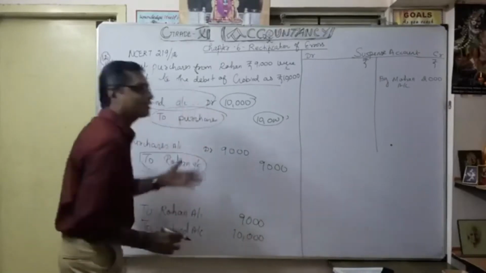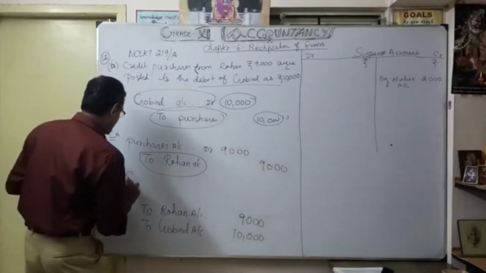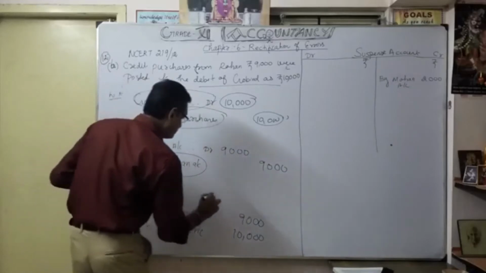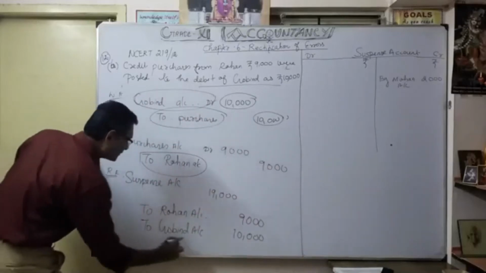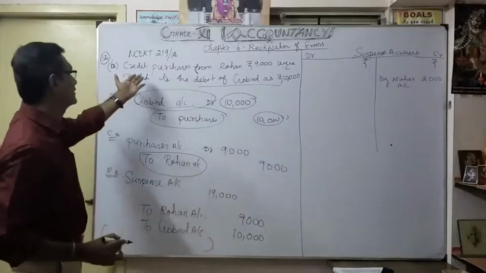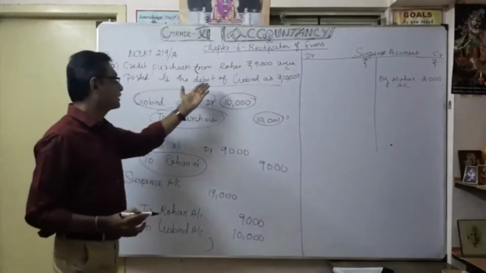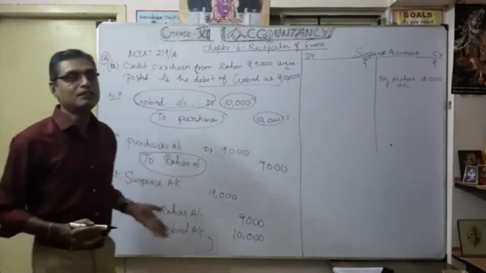So what is my debit? Debit is a one side error. Here everything is a one side error. That's why debit it to suspense account. Isn't it? To suspense account, how much? Now 19,000. Okay, now you understood the narration. You can write it very clearly. The same narration: credit purchase from Rogan 9,000 were posted to the debit of Gobind 10,000. Now rectify. That's the narration you have to write.